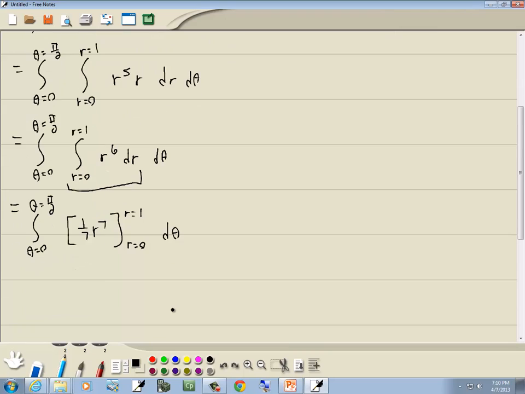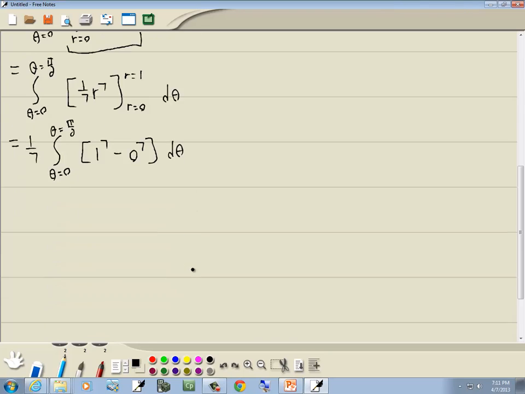Well, now we can plug in our values. The 1/7 I'm going to go ahead and put clear out in front. Again, numbers you can freely take in and out. Theta is equal to 0 to theta is equal to pi over 2. And we got r to the 7th. So we'll plug 1 in for r. So we're going to have 1 to the 7th minus, and we'll plug 0 in for the r. So 0 to the 7th. d theta.